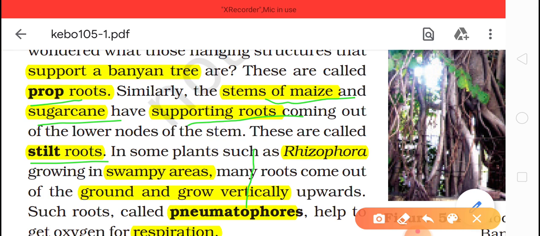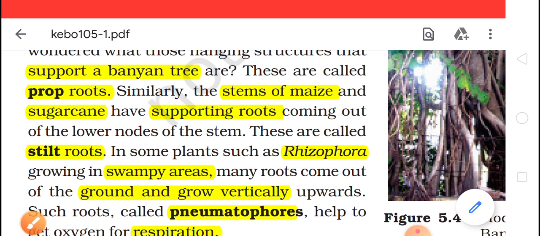Children, in this lecture we have seen the types of root system: tap root system, adventitious root system, and fibrous root system, and also we have seen the region of meristematic activity, region of elongation, and region of maturation. And in the last we have discussed the modification of roots. I hope you have learned properly.